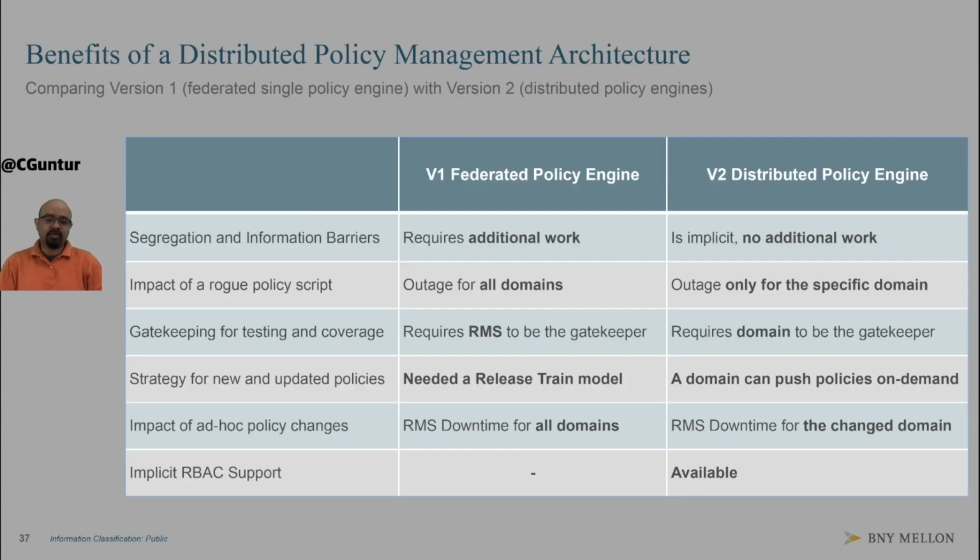Now, there were some immense benefits we got out of this. Segregation and information barriers were automatically covered for us. The impact of a rogue script was only on the specific domain that needed that policy. Gatekeeping became the task of the domain rather than on RMS. New policies do not require a release train model. A domain can push policies on demand. Ad hoc policy changes only impacted those who needed that new policy. And in addition, we got a cool feature of being able to get implicit role-based access control support, because we now could update role responsibilities and user role mappings.